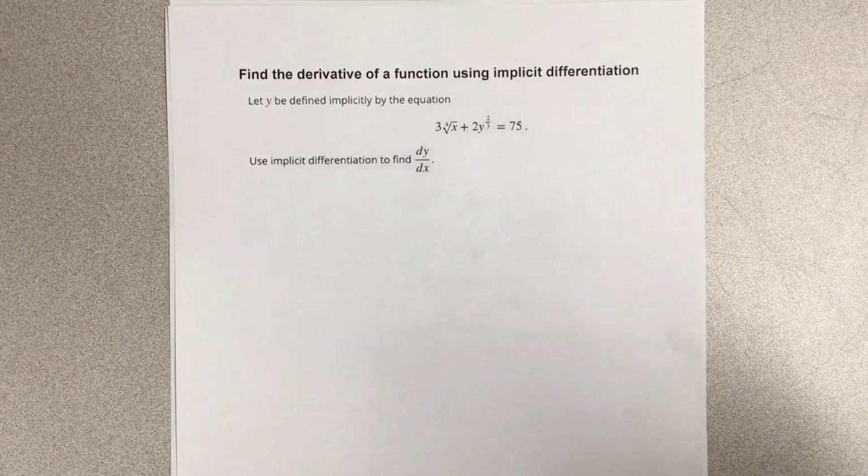In this video, we're going to find the derivative of a function using implicit differentiation. Let y be defined implicitly by the equation 3 times the 4th root of x plus 2y to the 2/3 equals 75. Use implicit differentiation to find dy/dx.